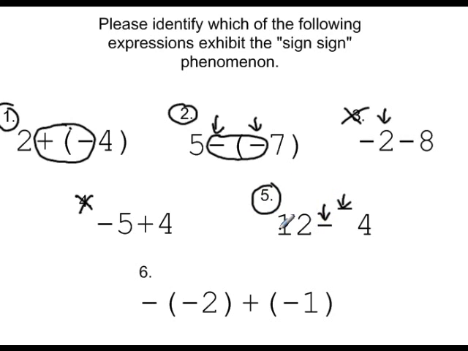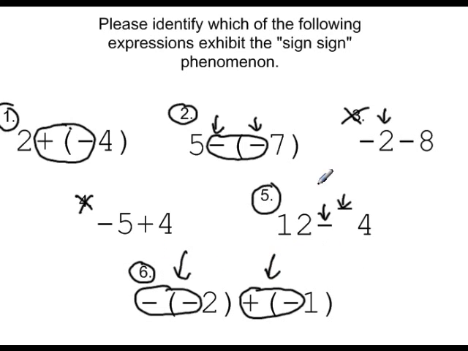Okay? We haven't done anything with these yet. We're not simplifying them or rewriting. We're just talking about identifying right now. You need to be able to know what one of these expressions looks like if we're going to work on it. So here in number 6, we have the opposite of negative 2 plus negative 1. Well, this is a sine-sign phenomenon twice. Here you've got the opposite of a negative and plus a negative. So that is definitely going to be the sine-sign phenomenon.